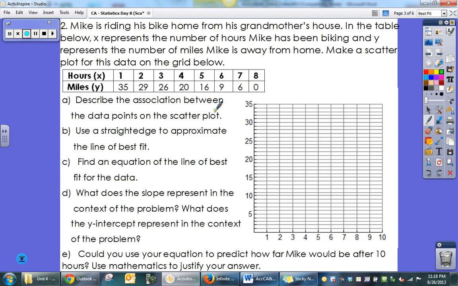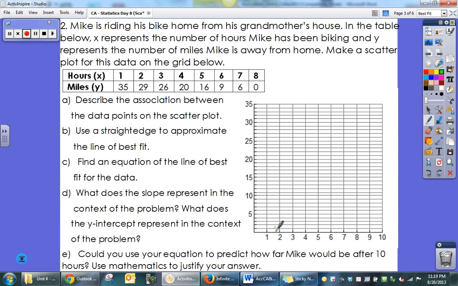The second example is talking about Mike riding his bike home from his grandmother's house. So we've got X representing the number of hours that he's been riding his bike, and Y representing the number of miles he is away from home. So let's go ahead and make a scatter plot below.